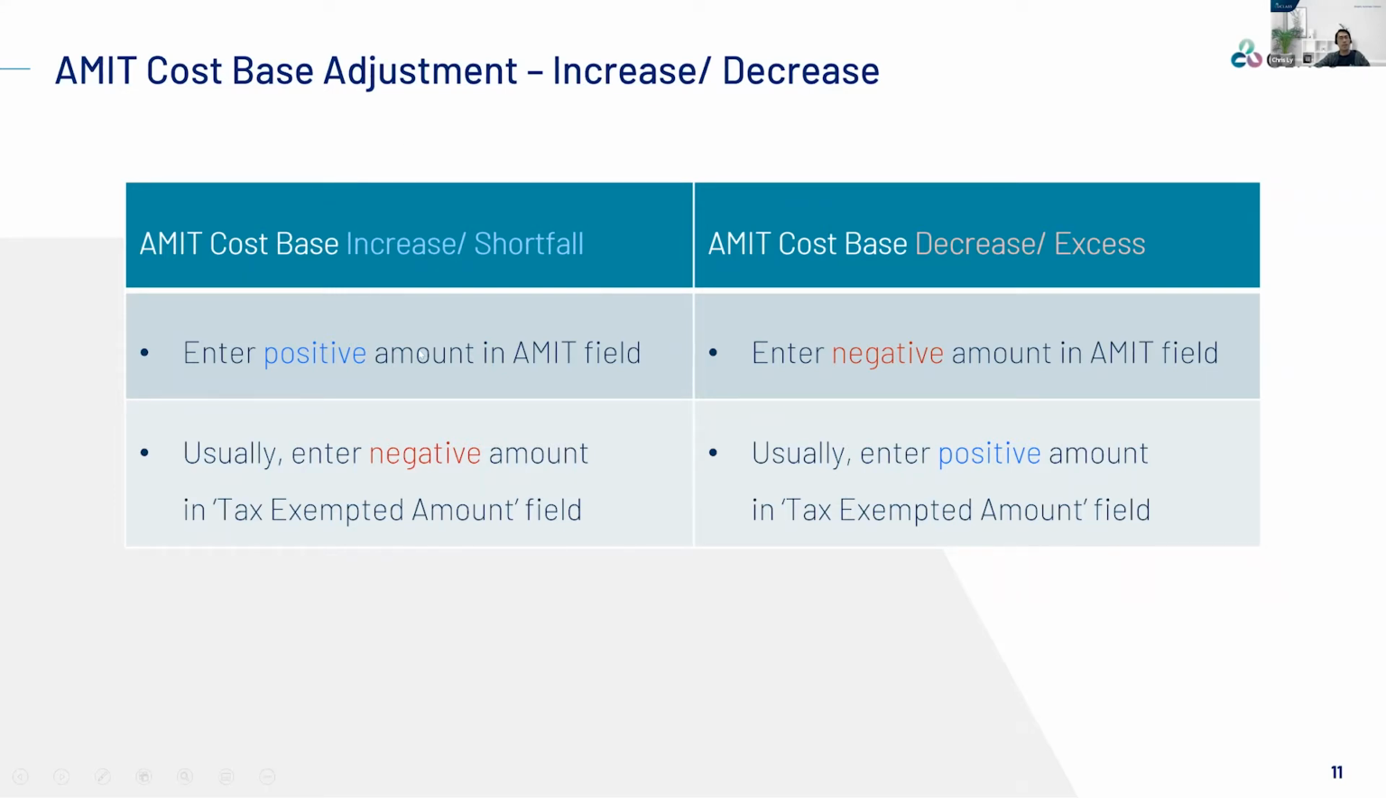In general, if the AMIT cost-base increases, we would enter the positive amount in the AMIT field in the tax statement event in Class. Then we usually record the negative amount in the tax exempted amount field as a balancing figure to reconcile the attribution and the cash. The other way around, if the AMIT is decreased, we will enter negative AMIT and positive tax exempt. So if we look at the first handout of the BetaShares exchange traded fund with the ASX code as A200, in the annual tax statement, page number 3, we can see this field.